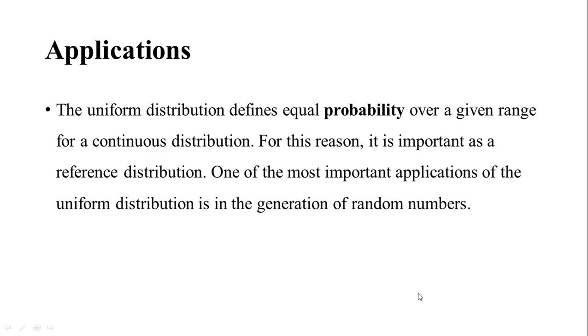The uniform distribution defines equal probability over a given range for a continuous distribution. For this reason, it is important as a reference distribution. One of the most important applications of the uniform distribution is the generation of random numbers. The more detailed description of the generation of random numbers, I think it was presented by Kusena. So I'm not going to discuss more about the random numbers.